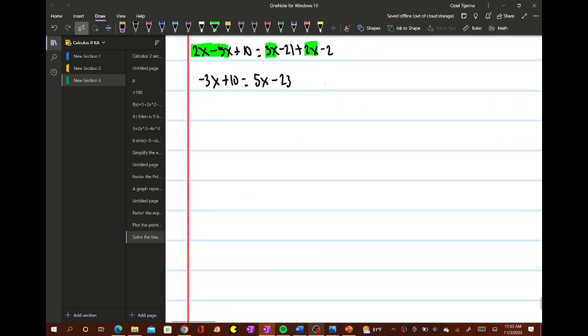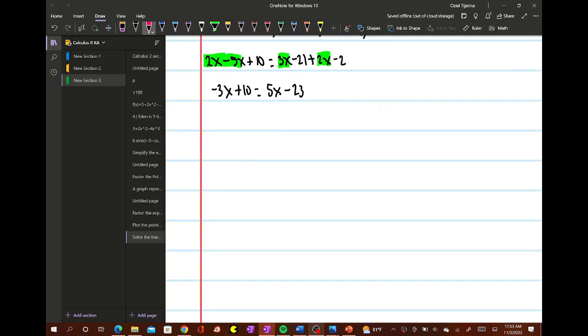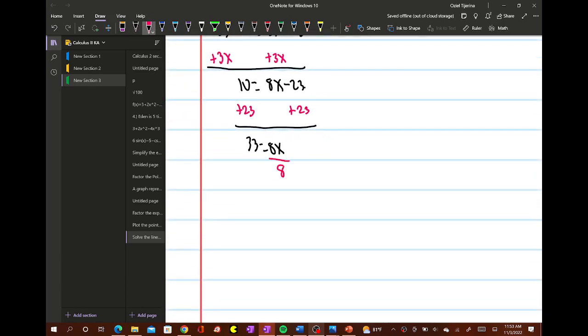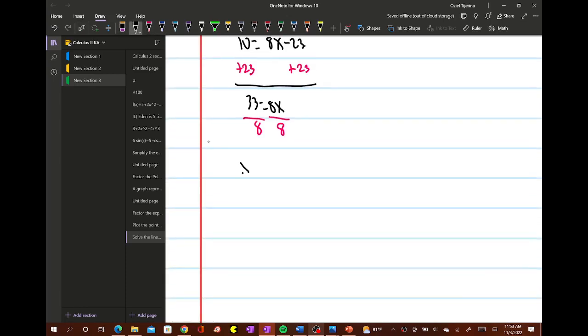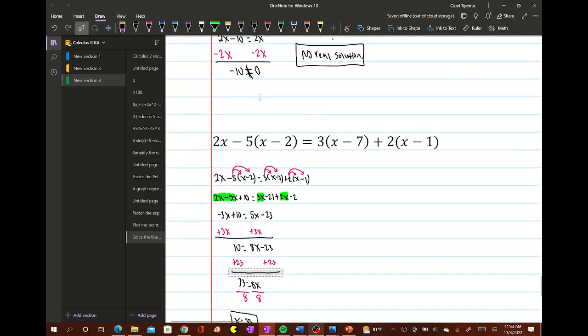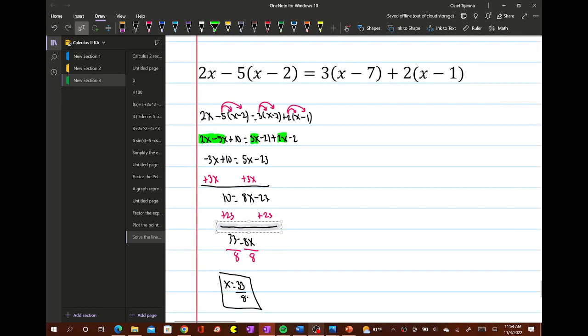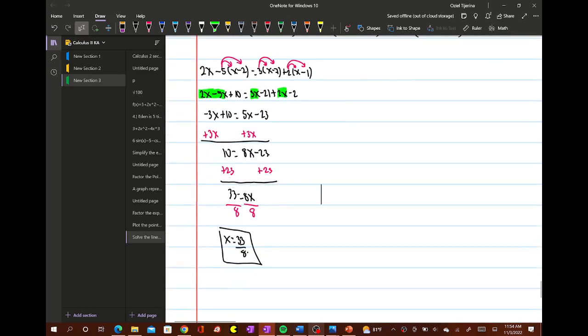So then you have an x on both sides, so you can add 3x on both sides, and then you have 10 is equal to 8x minus 23, and then add 23 on both sides, and you get that 33 equals 8x, and then finally divide both sides by 8, and you get that x equals 33 over 8. Okay, so this one is a pretty long one. You have to be careful with how you distribute and combine like terms, all that stuff. But that's how you do that one.